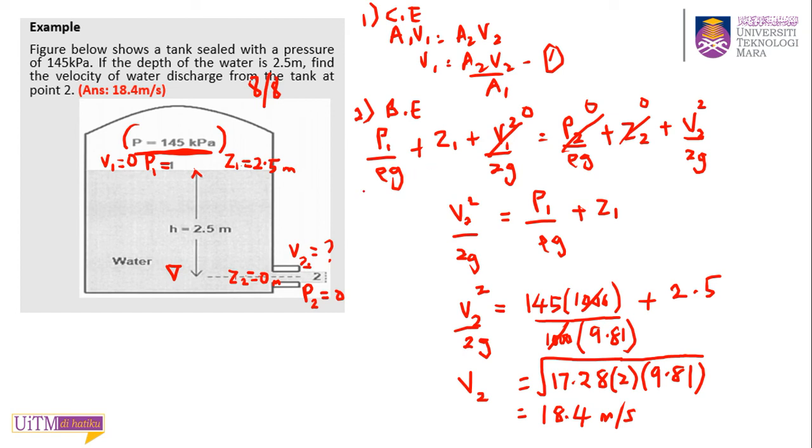Okay, so the crucial point is to note which one is 0 in your Bernoulli equation and which one has a value. So in this case, remember you cannot cancel out the Z1 because this is not the same. It has a value, so this Z1 is 2.5 and Z2 is 0 because it's your reference point. So that's why Z2 is 0 and Z1 is 2.5.